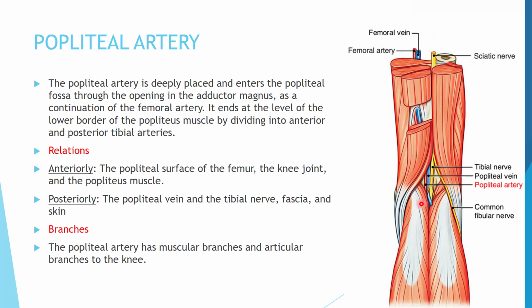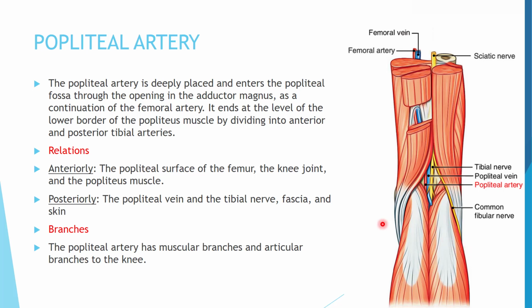See here, this is the femoral artery, and the popliteal artery is continued from the femoral artery. It ends at the level of the lower border of the popliteus muscle by dividing into two arteries: one is anterior tibial artery and the other one is the posterior tibial artery. So again I will repeat, the popliteal artery is deeply placed. It enters the popliteal fossa through the opening in the adductor magnus muscle as a continuation of the femoral artery. It ends at the lower level of the popliteus muscle by dividing into two arteries, which are anterior tibial artery and the posterior tibial artery.